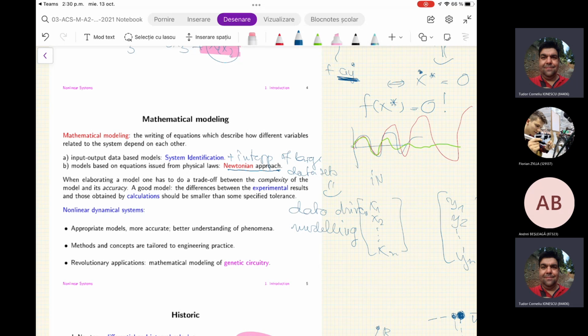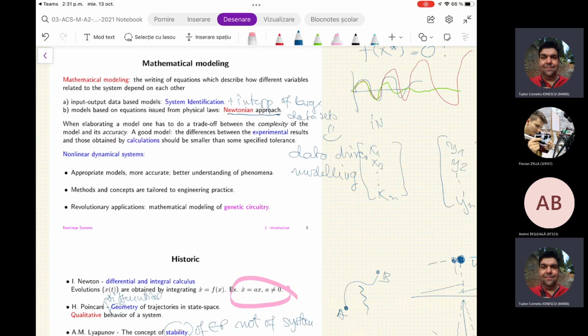Okay. Of course, we have methods and concepts tailored to the engineering practice. We try to do this in the nonlinear setting as well. I mean, of course, the nonlinear setting is more mathematized, I would say, than the linear setting, although in the linear setting as well, there is a lot of mathematics involved, a real lot of mathematics involved. Okay. Yeah, we are trying to bring this engineering approach to the nonlinear systems as well, and to nonlinear control systems in particular.